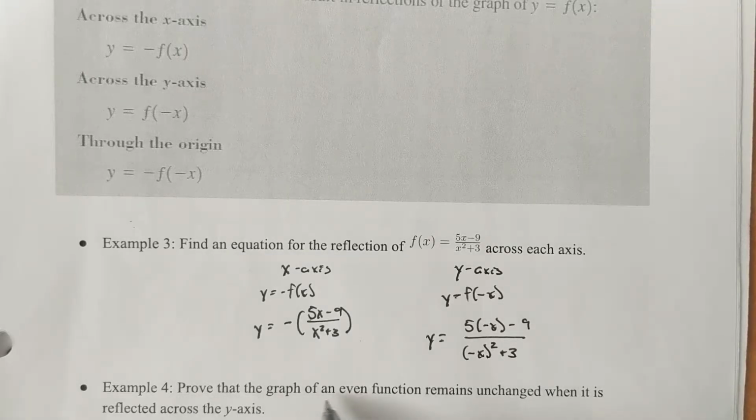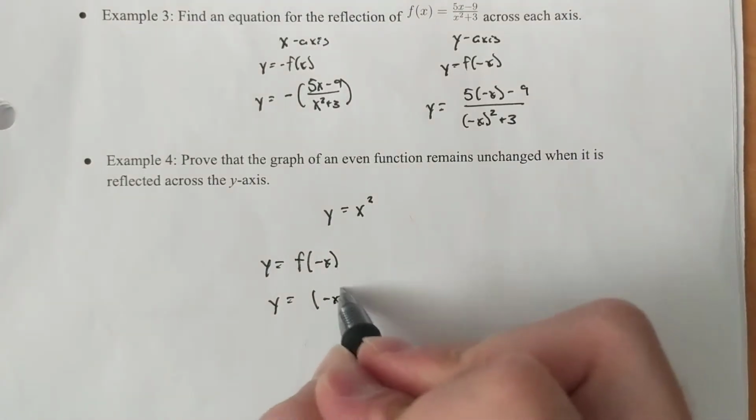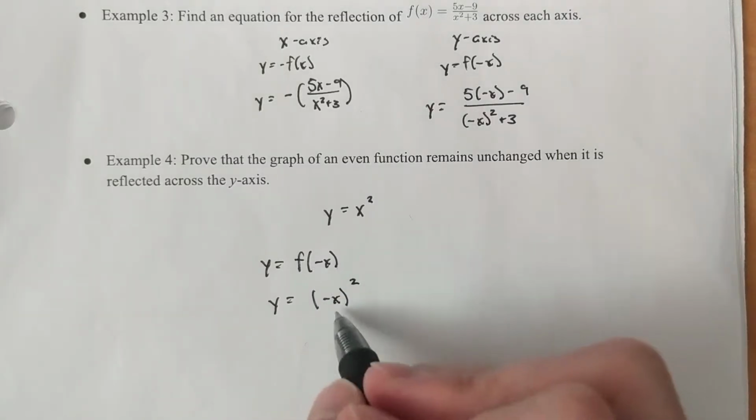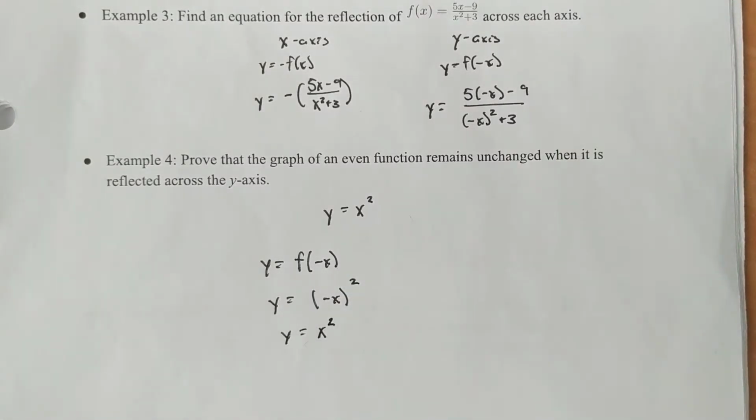Here, prove that the graph of an even function remains unchanged when it is reflected across the y-axis. The simplest even function is y equals x squared. The rule for reflecting across the y-axis is f of negative x. So this becomes y equals, oops, I'm off the bottom of the page. So it looks like that. Replace the x with the negative x. Now when you square a negative number, it's the same thing. So an even function is always reflected onto itself across the y-axis.